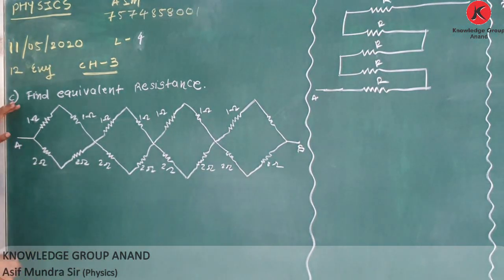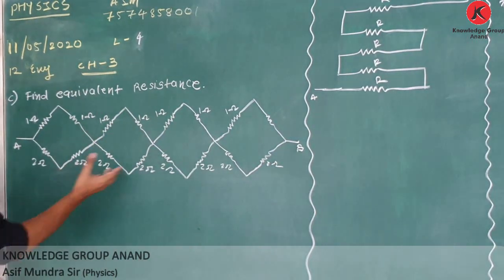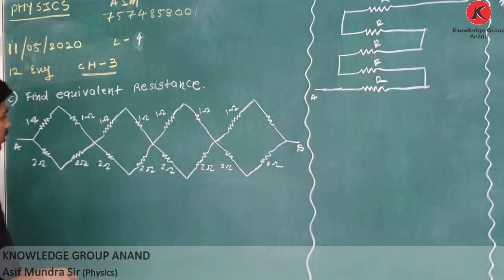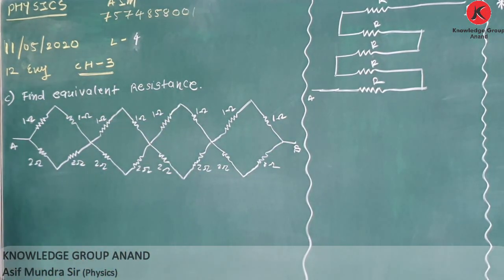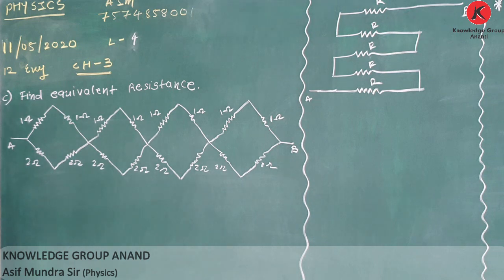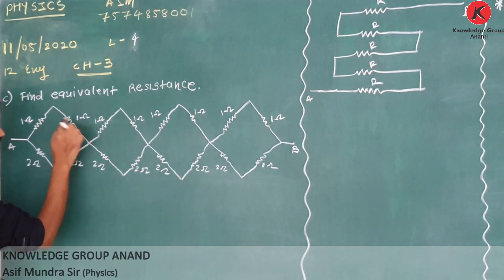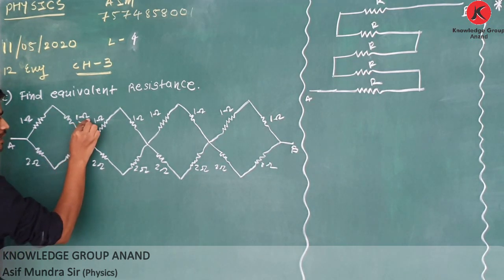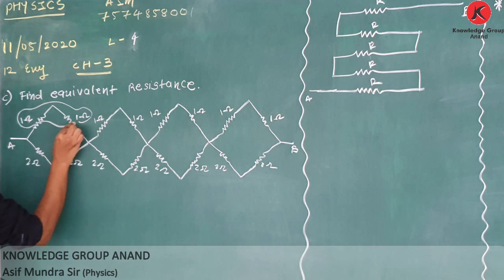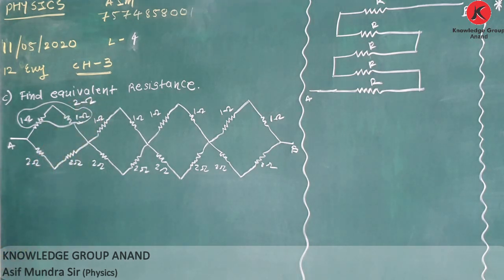Now question C, find equivalent resistance. You are given two circuits, 1 and 2. It is one circuit, you have to find equivalent resistance between A and B. First of all, you have to solve the easiest part. From this point A, the current flowing through these two resistors is the same, so they are in series connection. This 1 ohm and this 1 ohm are in series connection, and their equivalent is 2 ohm. Clear about this?